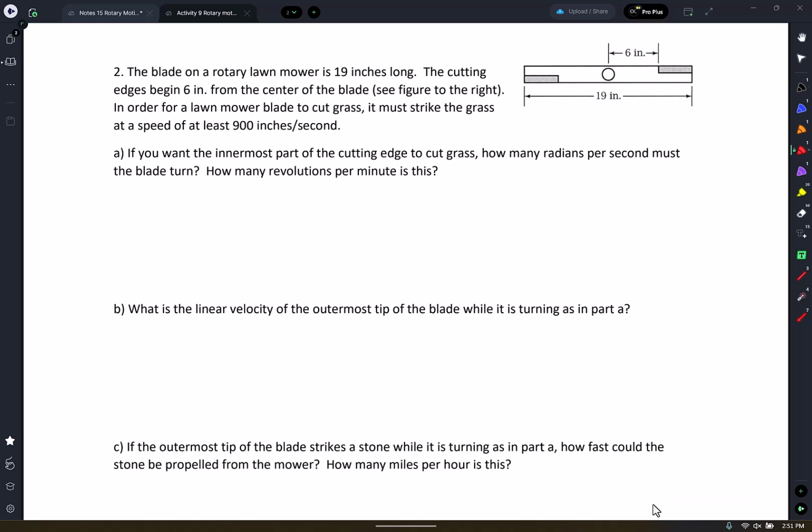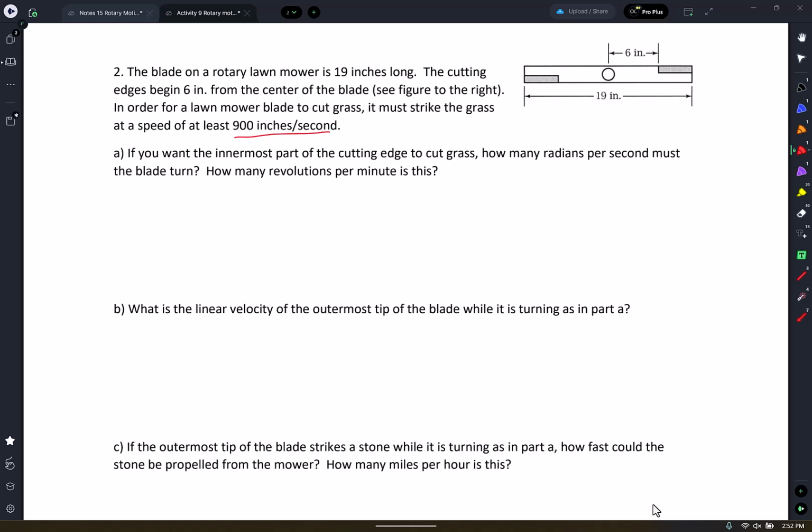So let's see what this says. The blade on a rotary lawnmower is 19 inches long. That's about standard size, guys, for the low-end lawnmowers. The cutting edge begins 6 inches from the center of the blade. So in order for a lawnmower blade to cut grass, it must strike the grass at a speed of at least 900 inches per second.